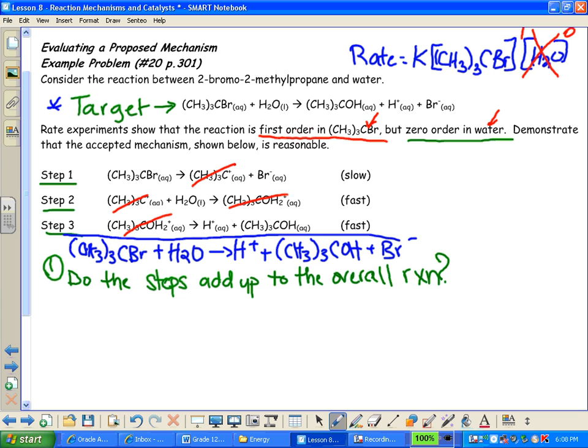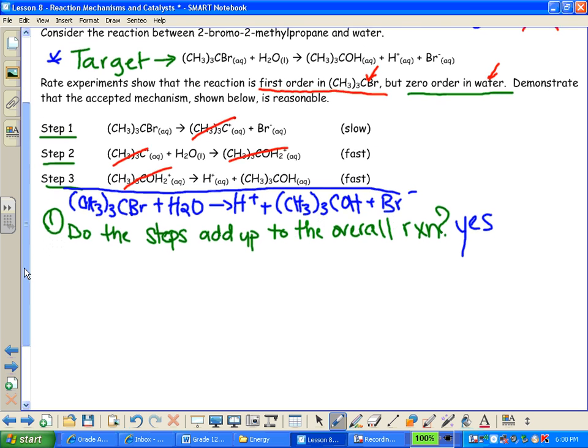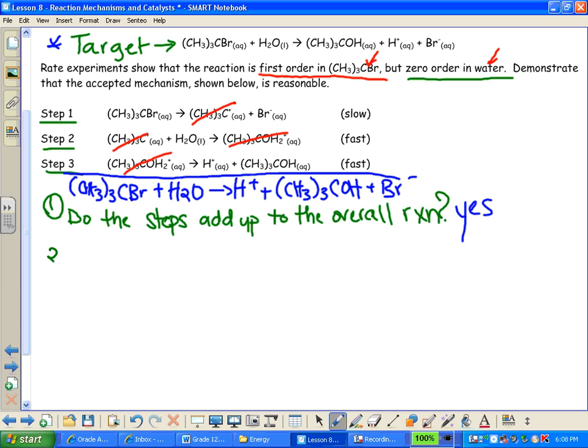So do the steps add up to the overall reaction? We would say yes. We're not done there though. We need to ask another question. Number 2: are the steps reasonable in terms of their molecularity?